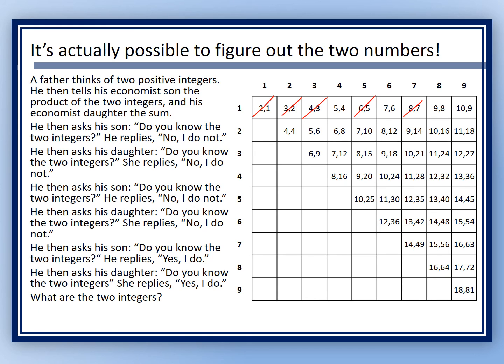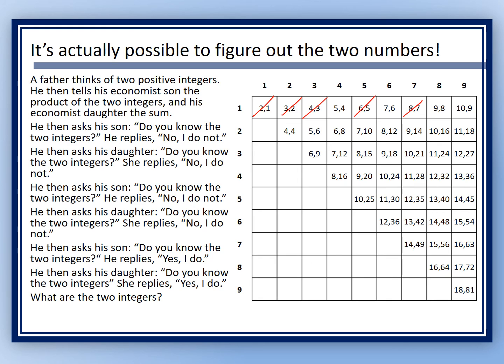Next, now consider the sum. What are the possibilities for the sum of 4? How do you get a sum of 4? You can have 1 plus 3 or 2 plus 2, right? We have already noticed that we have just eliminated the possibility of 3 and 1 because 3 times 1 is 3. So that couldn't be the case.